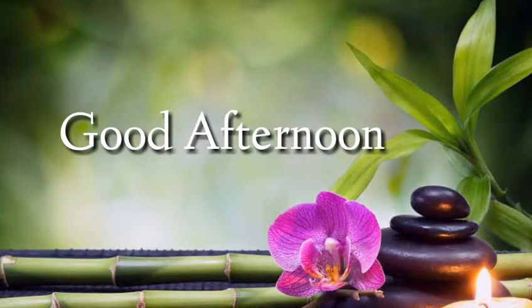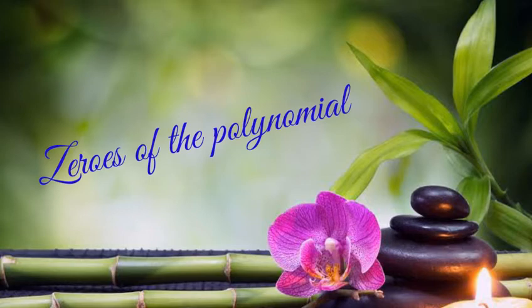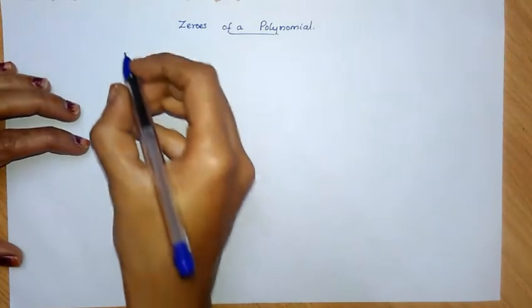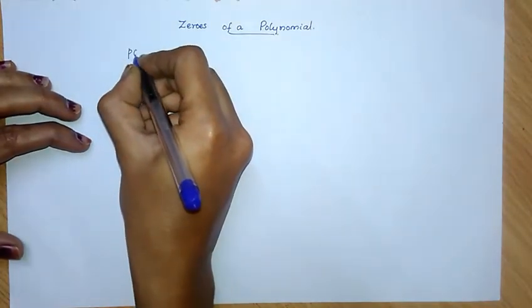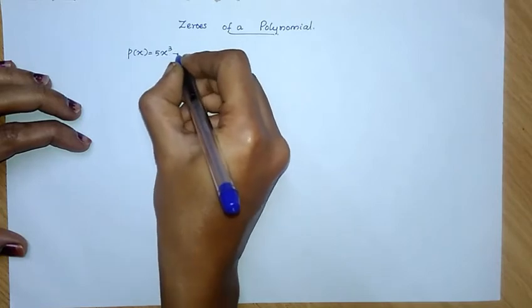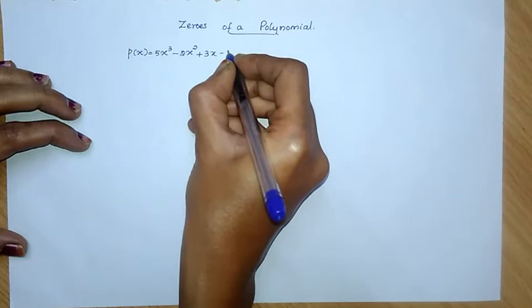Good afternoon. Today we are going to learn zeros of a polynomial. Consider a polynomial p of x equal to 5x cube minus 2x square plus 3x minus 2.